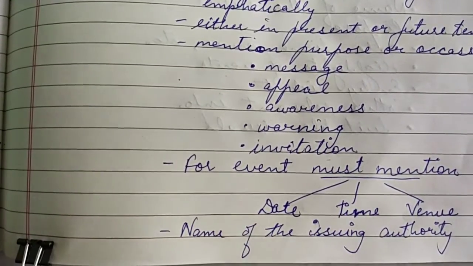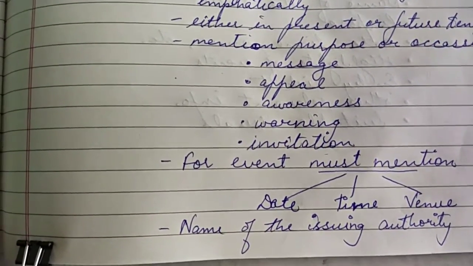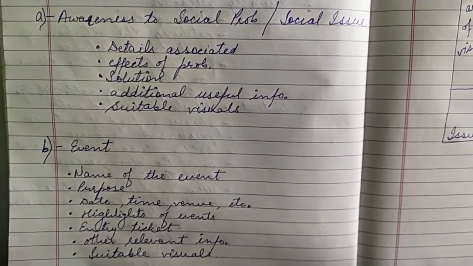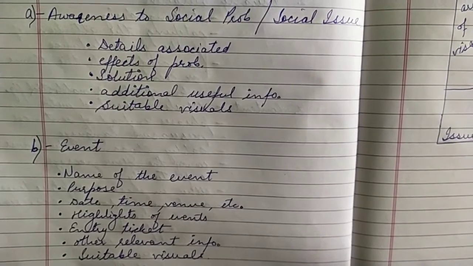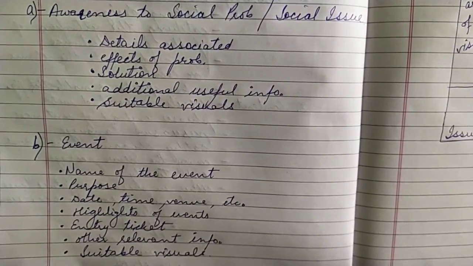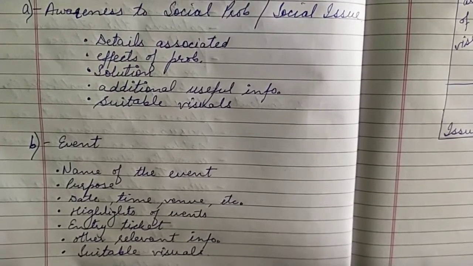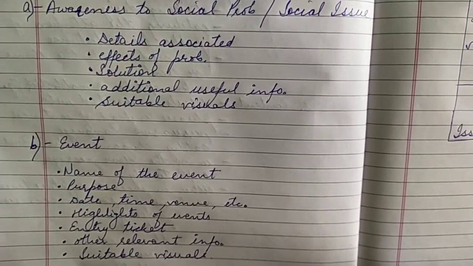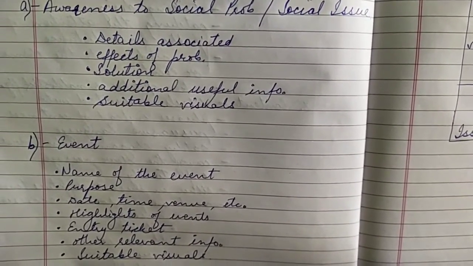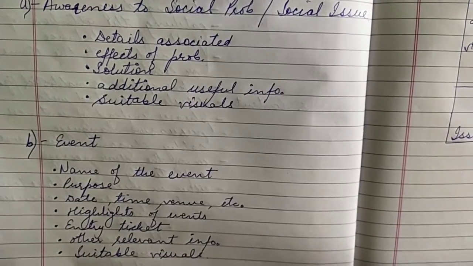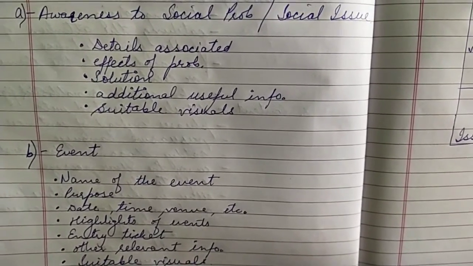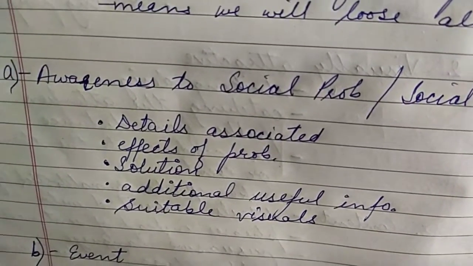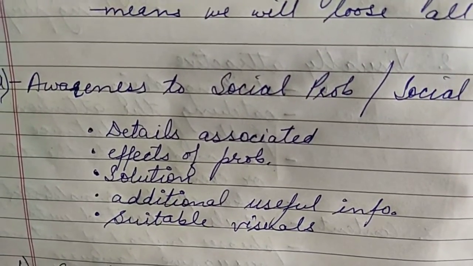So, this is about the content. After reading the content, we can conclude that the poster is basically on two different things. First is social problem or issues, and the second one is event based. If the poster is regarding awareness of some social problem or social issue, what should be the content? The content should be details associated.